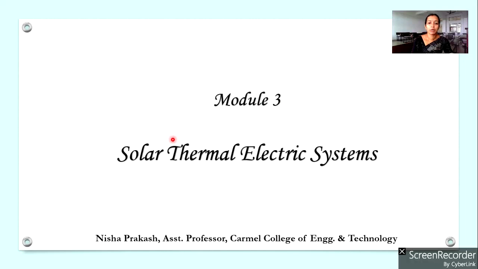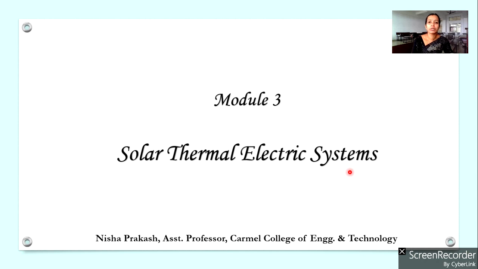This lecture is about solar thermal electric systems. We know that electrical energy can be obtained from solar energy by using two different methods. In the first method, the thermal energy of solar radiation is utilized and it is then converted into electrical energy. And in the second method, the solar energy can be directly converted to electrical energy by using photovoltaic panels.